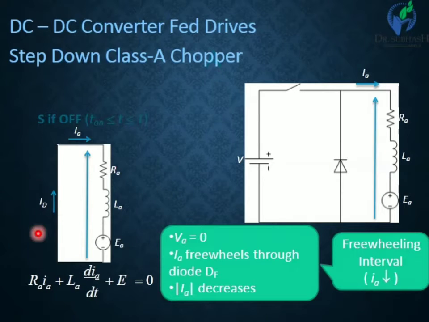In the second stage, when the switch is off, it will disconnect the voltage supply from the motor. So, at that time, the energy stored in the inductor will flow through the freewheeling diode DF, and the voltage of the motor is 0 because the power of the motor is disconnected by the switch S.